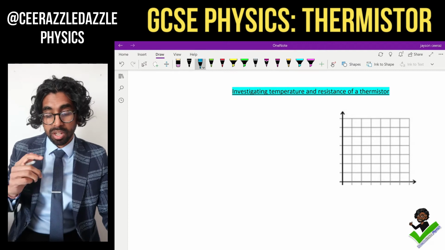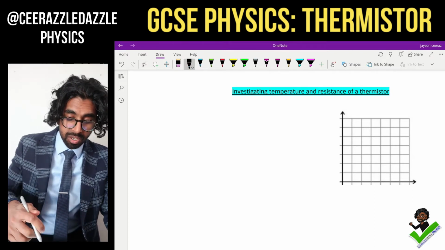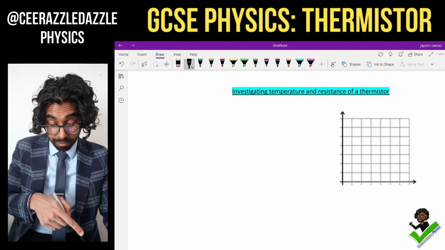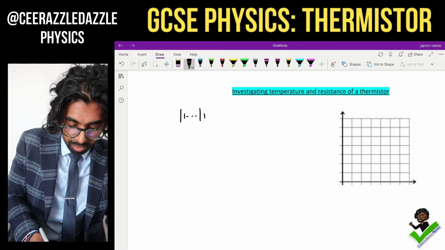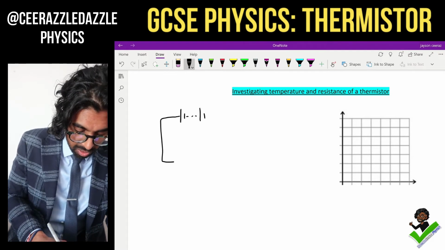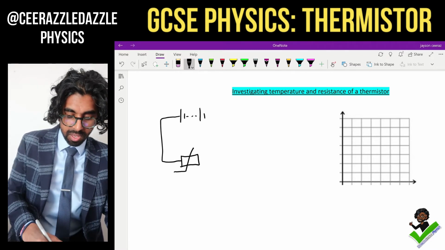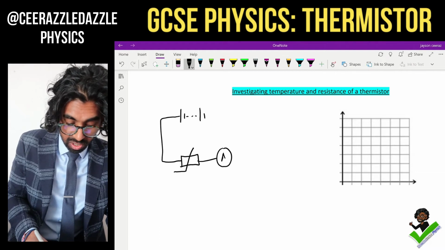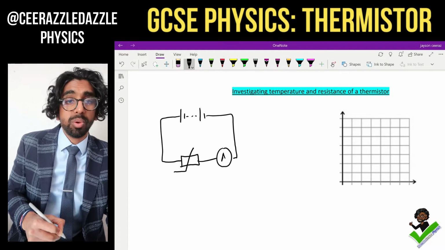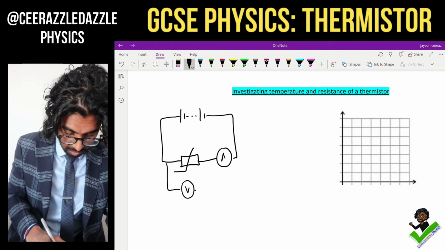So let's say you're asked to investigate how the temperature affects the resistance of a thermistor. First of all, you have to put the thermistor into the circuit. So let's make a circuit very similar to before. We've got the power supply over here. We've got a thermistor. We're going to put an ammeter in series to measure the current. The ammeter is placed in series. We also have a voltmeter around the thermistor.